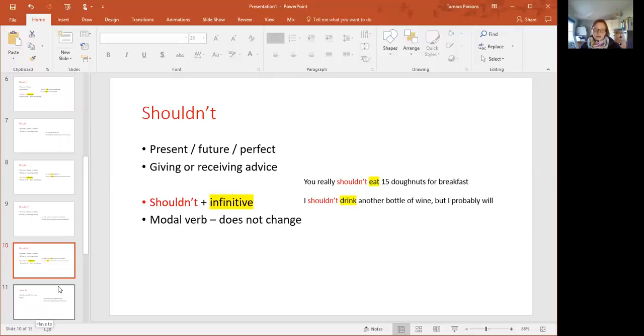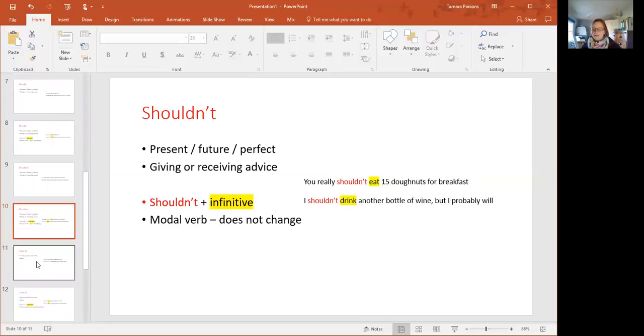So again, it's a modal verb, shouldn't plus the infinitive. So it still needs another main verb to tell us exactly what's happening in the sentence. And because it's a modal verb, the infinitive doesn't change. I shouldn't drink another bottle of wine. You shouldn't drink another bottle of wine. He, she, it shouldn't drink another bottle of wine.